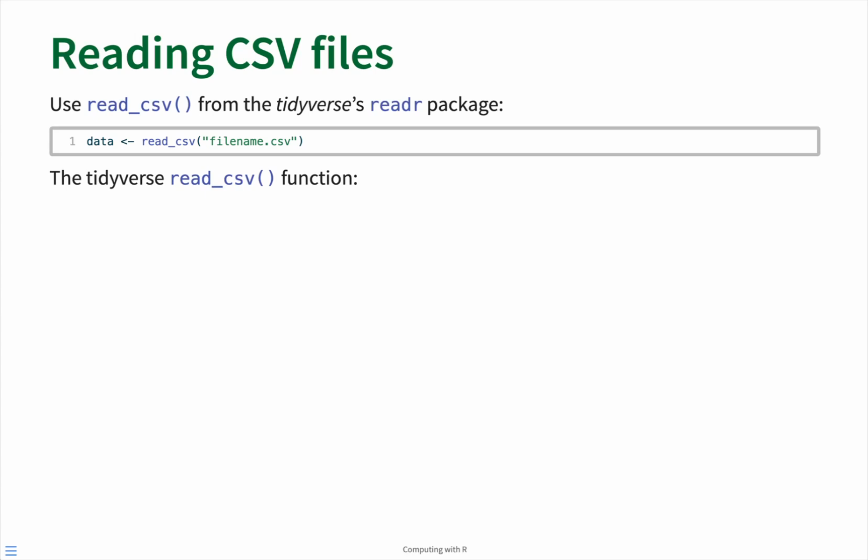So if you want to load a table of data from a CSV file, you can use a function like this one, read_csv, that is part of the tidyverse. And it's pretty easy to use. All you have to do is put the name of the file as a character string as the first argument of the read_csv function.